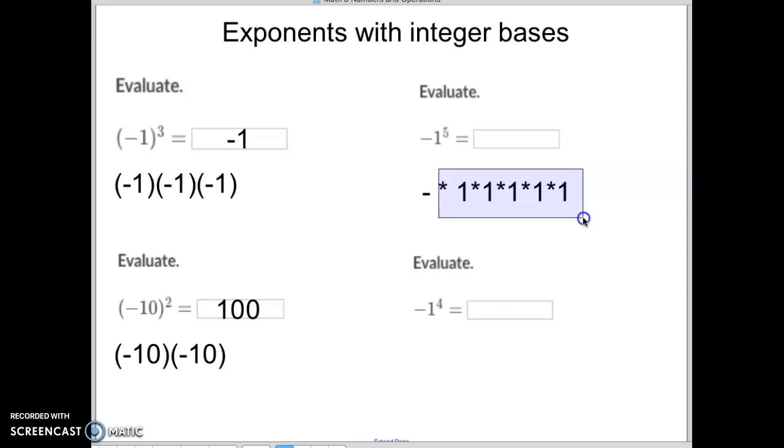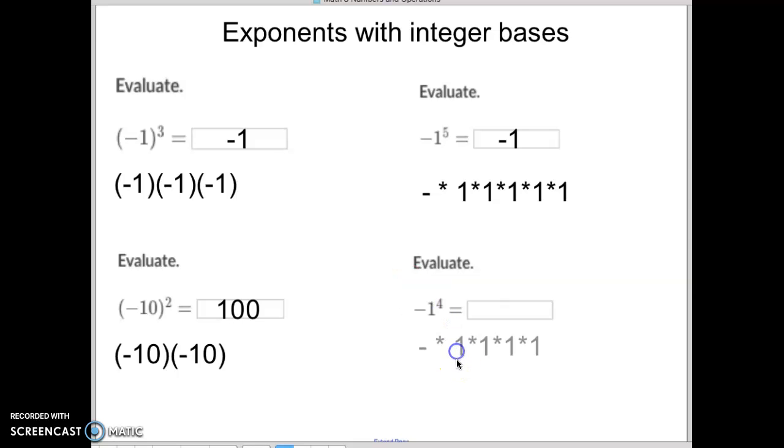Well, 1 times 1 times 1 times 1 times 1 is 1, but then 1 times that negative we have is -1. It's not negative because the power was odd. It's negative because there's only one negative involved. Let's do another one, this time to an even power.